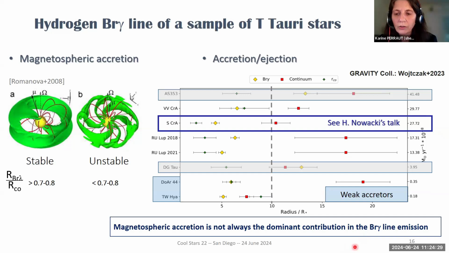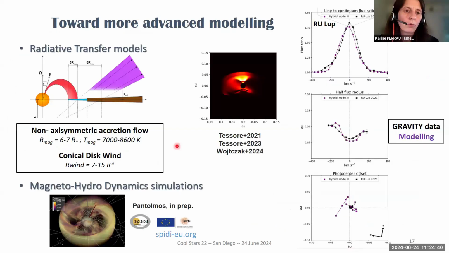Since we suspect that the Brackett gamma emitting region could be a combination of magnetospheric accretion and ejection, we added in-house simulation in our radiative transfer model. On top of this magnetospheric accretion, we add a conical disk wind. And we use, again, this simulation to produce synthetic interferometric observables. Here on the right, you have a comparison of what we have for the T Tauri star RU Lupi, with the GRAVITY data in black and the modeling in purple. Again, the Brackett gamma line, but also the size across this line, are well reproduced by the model. And for the photocenter, we need to understand why there is this discrepancy.